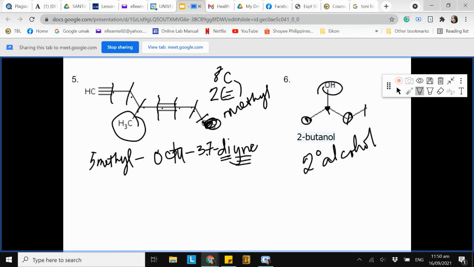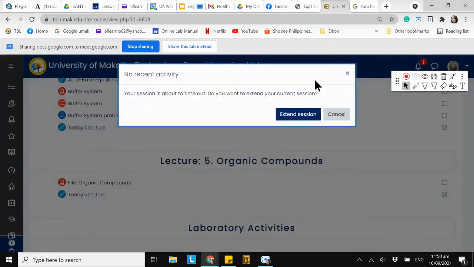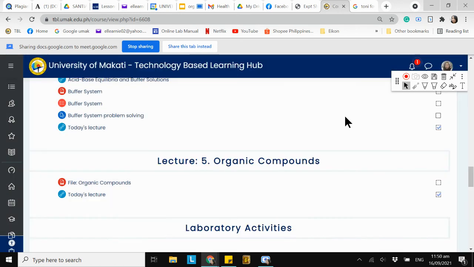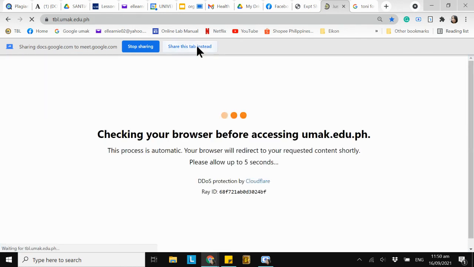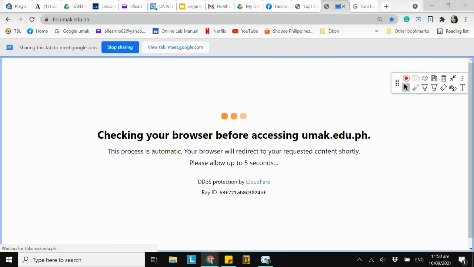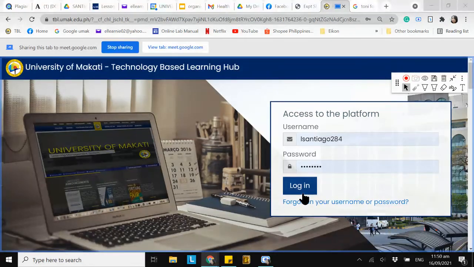Wala? Okay. So if you don't have question, let me just go over some of the details for this week's experiment. So I included another experiment. This is about the functional groups. Medyo mahaba-haba yung kanyang activity.